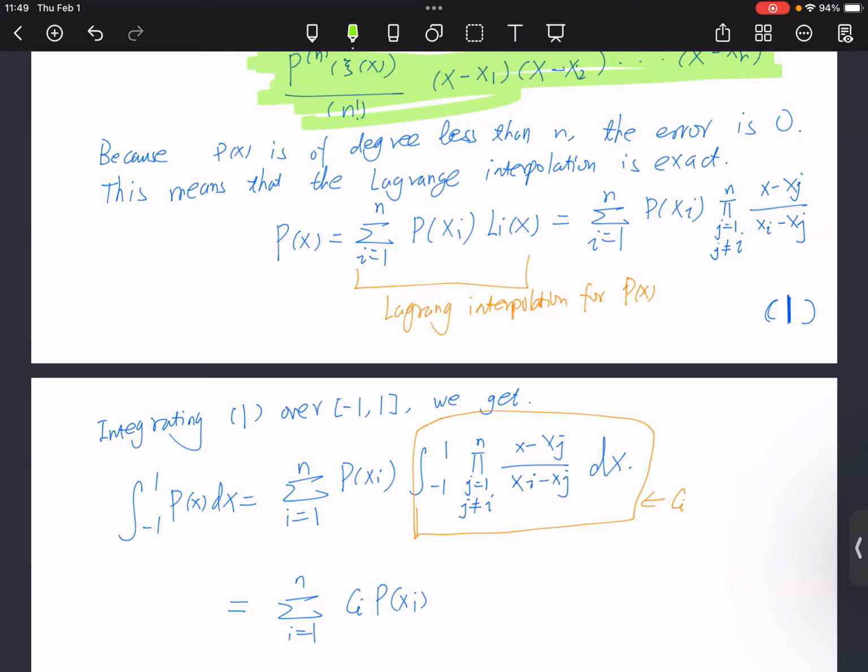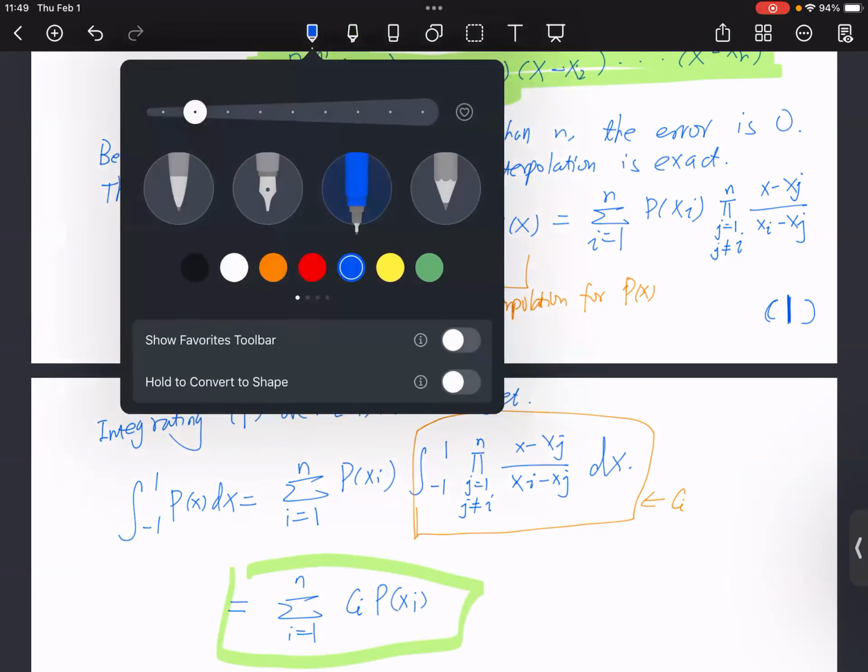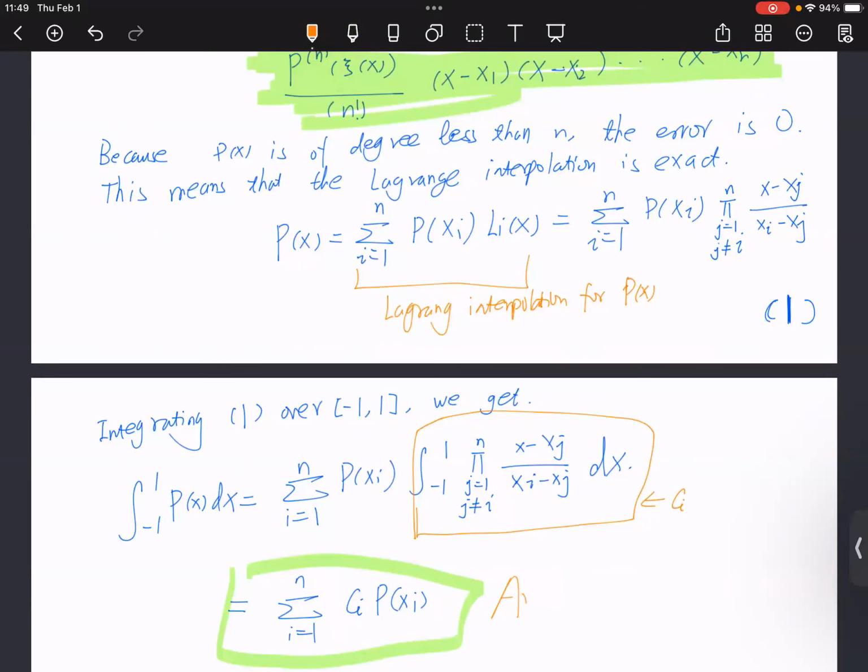And at the end of the day, this is the approximation formula we get.